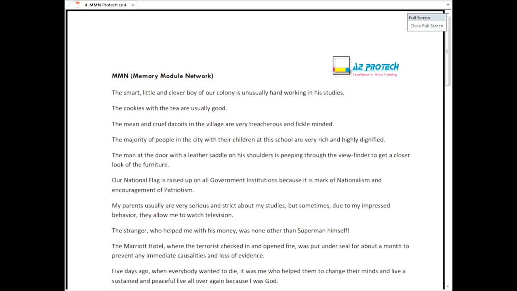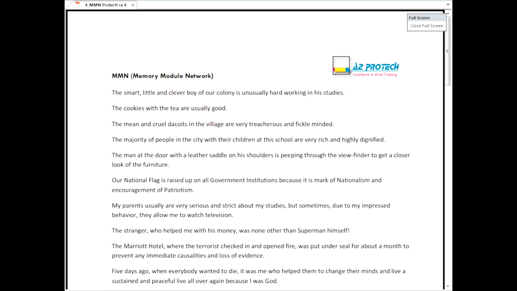The man at the door with a leather saddle on his shoulders is peeping through the viewfinder to get a closer look of the furniture. Okay, so I don't want you to stop at "closer look of the furniture". एक ही सांस में आ जाना, क्योंकि ऑफ है उधर. ठीक है? Okay, I want you to read again. The man at the door with a leather saddle on his shoulders is peeping through the viewfinder to get a closer look of the furniture.